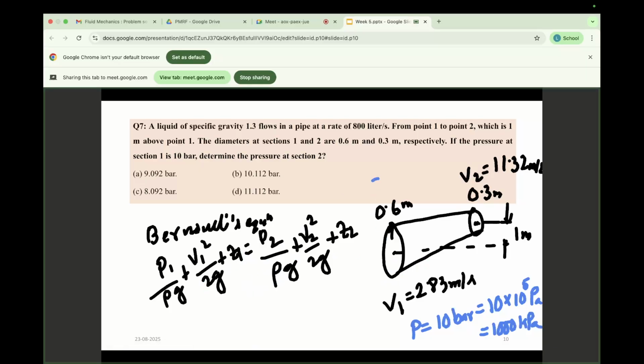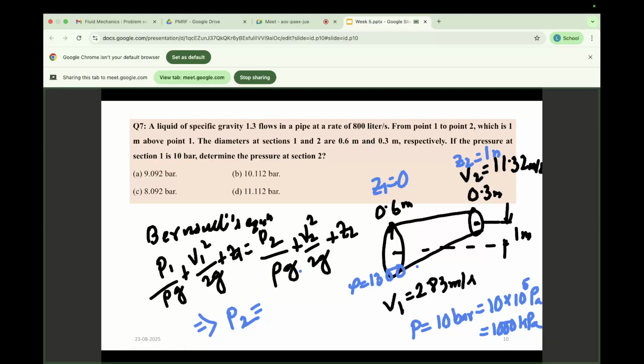So here, if Z1 equal to 0, then what is Z2? Z2 is 1. So you can put Z2 as 1 and Z1 as 0. Pressure is 10 to the power 6 Pascal. Velocity 1 is 2.83 and velocity 2 you know is 11.32, and rho also you know from the previous slide. What we got, rho is 1300. Okay, so you just put the values, you will get P2.